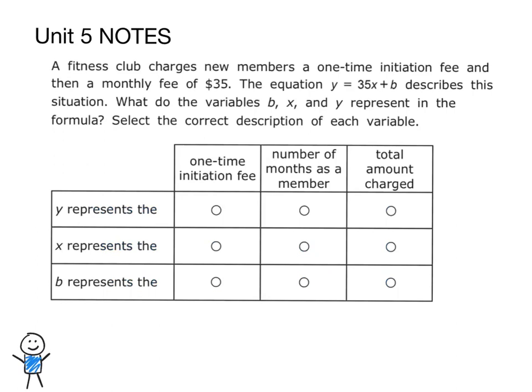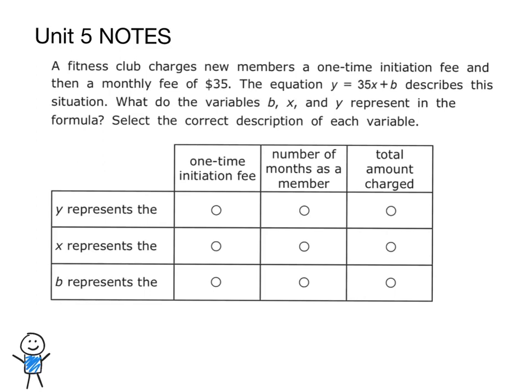In this example, we're asked to interpret what the different parts of an equation mean, not necessarily to solve the equation. It says a fitness club charges new members a one-time initiation fee and then a monthly fee of $35. The equation y equals 35x plus b describes it. What do the variables b, x, and y represent in the formula?